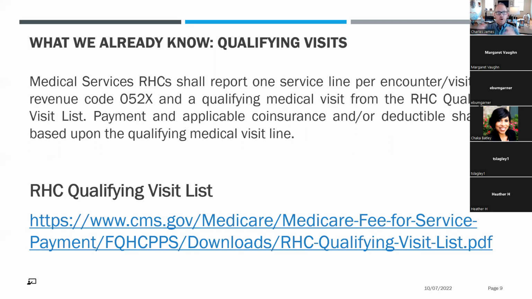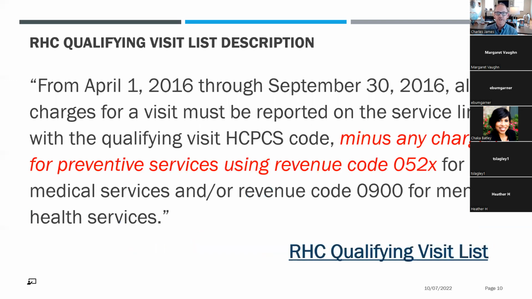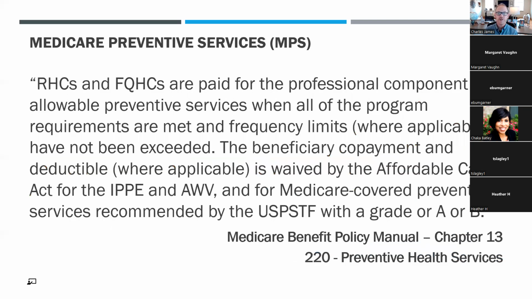First, we know about our qualifying visits. One line item per encounter, represented by a 052X revenue code. And we're going to report a CG modifier on it. We'll get to that in a second. And payment and applicable coinsurance or deductible are based upon our qualifying visit line. We've got to report all of the charges with our qualifying visit, and our totals have to subtract any preventive visits out. And again, we can use 052X or revenue code 0900 to indicate the primary reason for the visit.